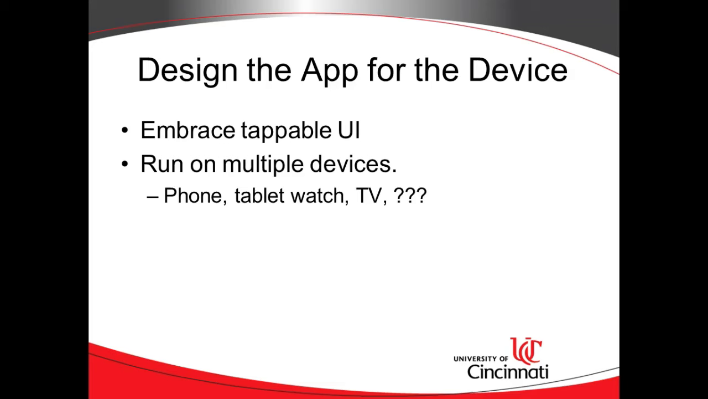Okay, so we want to think about designing the app for the device as well. We want to think about the tappable user interface. In other words, we want to remember that the user is using our app and a lot of times can't type a bunch of verbose data. So we want to take advantage of things like autocomplete. We want to take advantage of drop-down lists that are pre-populated with some obvious choices, and maybe even sort those choices by how frequently they're going to be used.